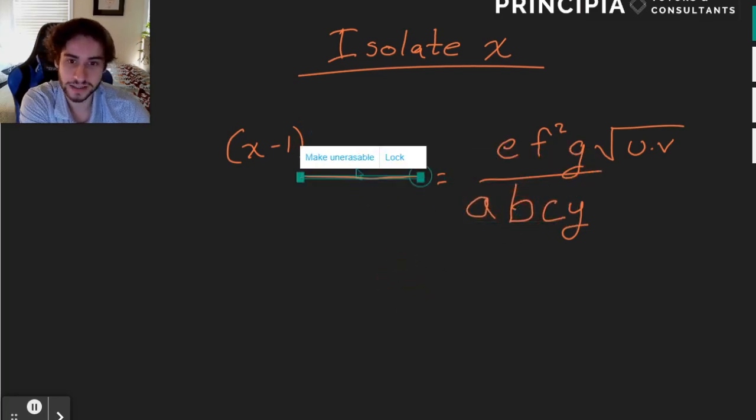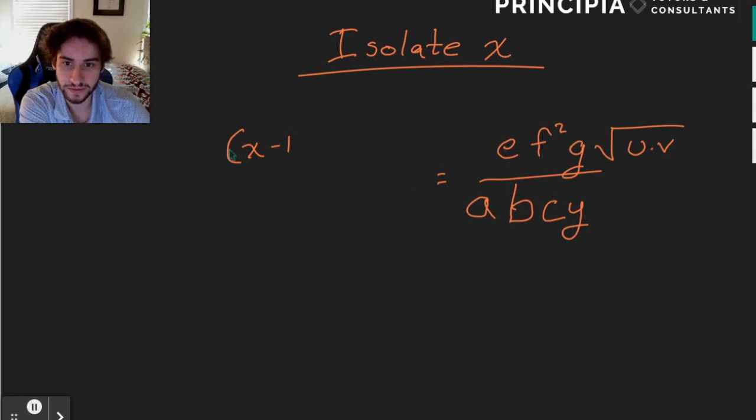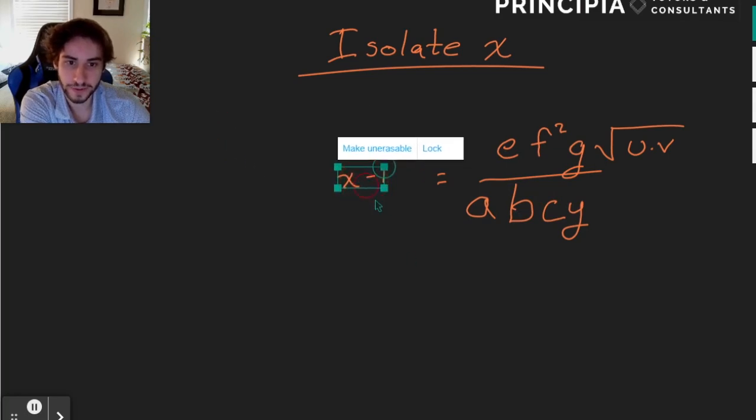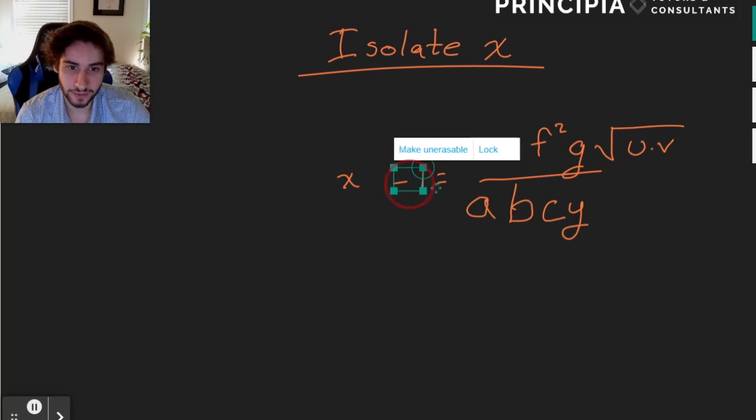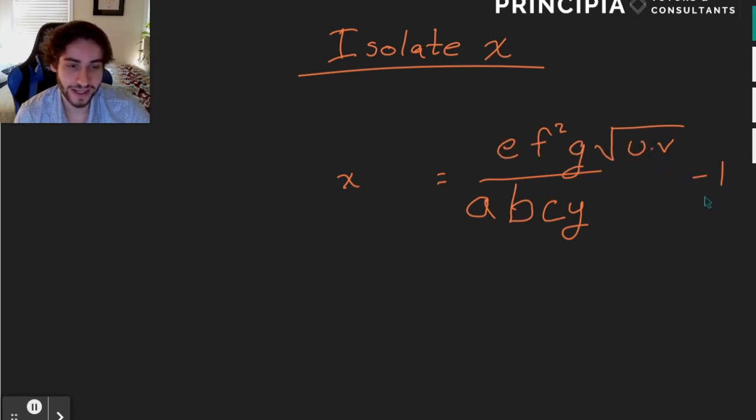And I'm just going to clean this left side up a little bit, get rid of that division sign, get rid of these parentheses, and we are left with x minus 1 is equal to e f squared g times the square root of u times v divided by abcy. One last step, we just have this minus 1. So let's take this minus 1 and make it a little bigger, and then drag it over to the other side, and then make sure you convert that negative sign into a positive sign. Just like that. And that's your answer.